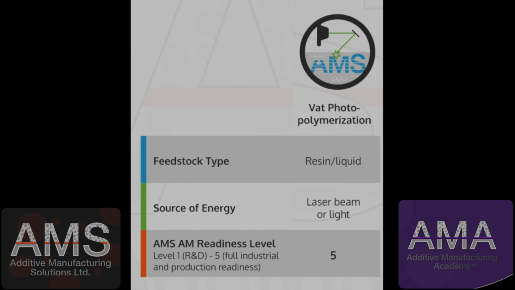Next up is VAT photopolymerization. In the case of VAT photopolymerization, we use a resin or a liquid which is cured by a laser beam or a light source. Interestingly, VAT photopolymerization was the first patented and commercially available additive manufacturing technology in the mid-80s. That longevity as a technology is what has given it an AMS AM readiness level of 5, alongside the fact that it has been used in production parts all over the world for many years.